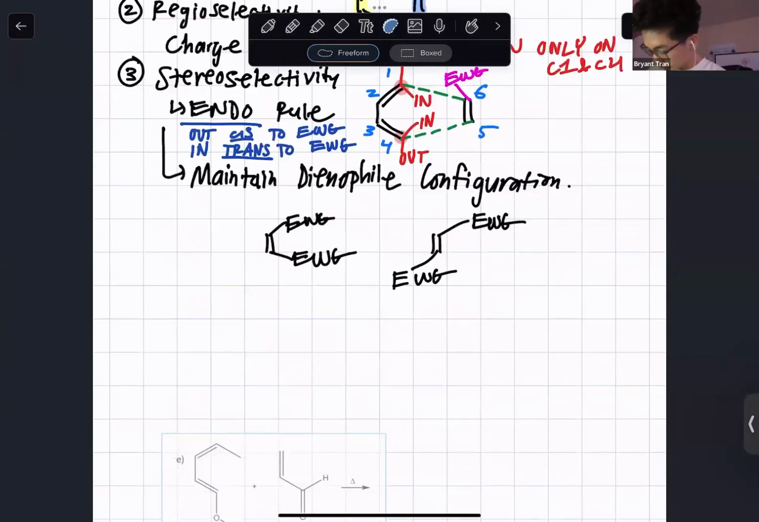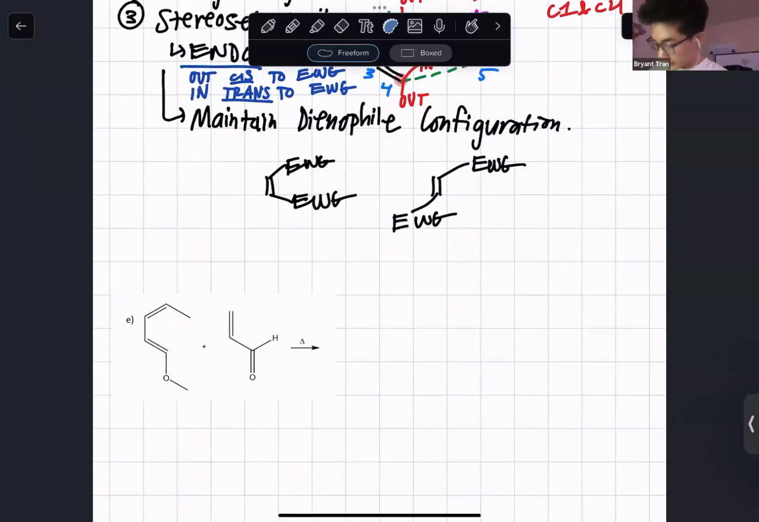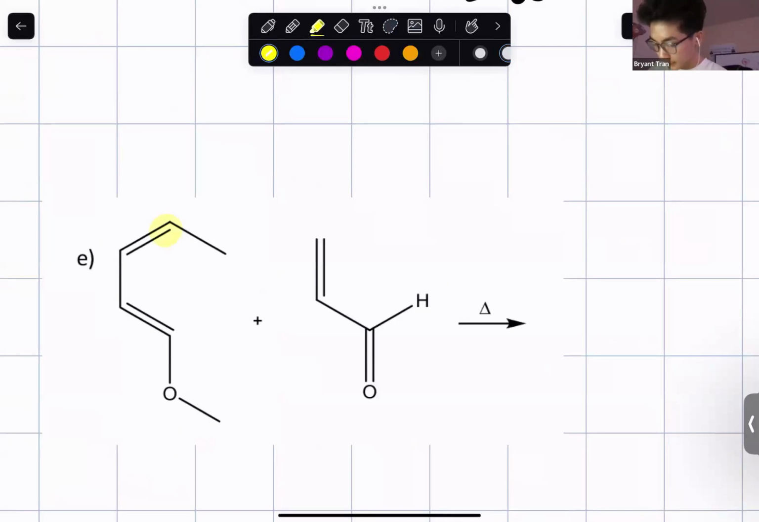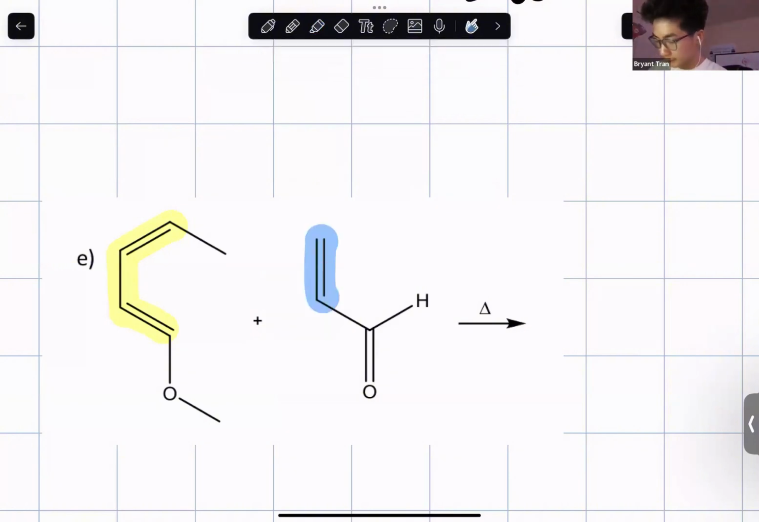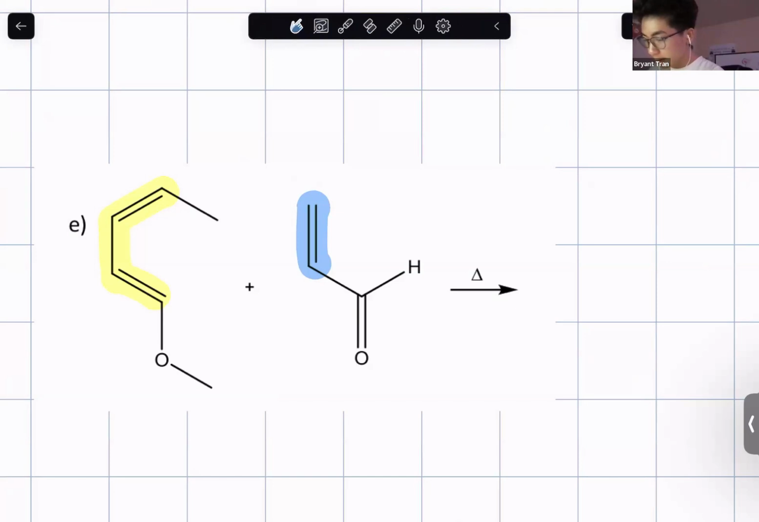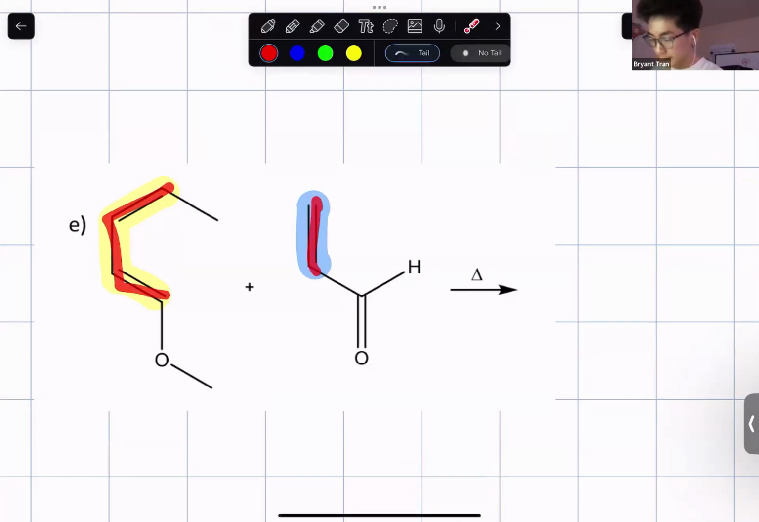The first step is to identify where my diene and dienophile is. This yellow highlighted part of the molecule here is the diene. This is the dienophile right there. And it's in the orientation where we are usually used to seeing it, where the diene is this way and the dienophile is this way.